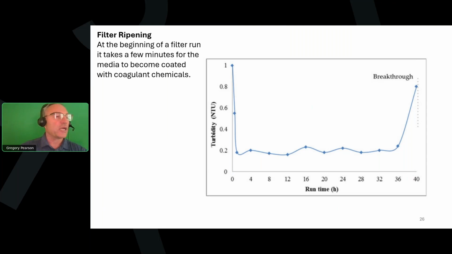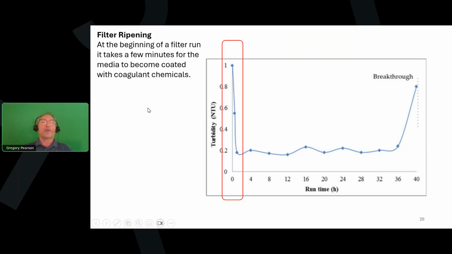When we first start a filter, it will have a spike in turbidity, and that is called filter ripening. After backwash, we need to recoat the media with our coagulant chemical. And so we'll have a little spike of turbidity until that happens. And then that's called filter ripening.